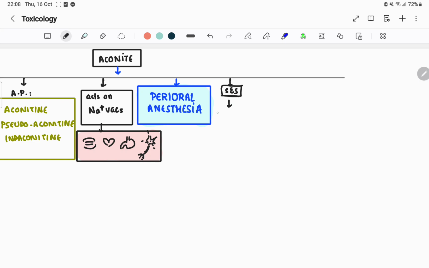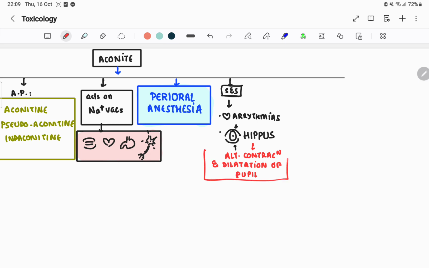For example, cardiac arrhythmias. And about the pupil, it has an effect of alternate contraction and dilation, which is called hippus. What is hippus? Hippus is basically alternate contraction and dilatation of the pupil, and this hippus is also caused by this.